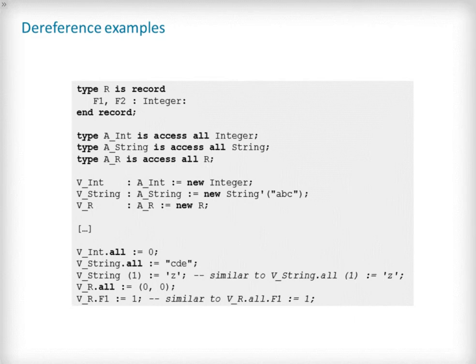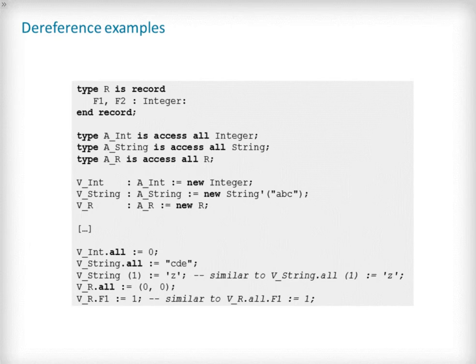The body statements will show the different types of accesses to the target objects, some of which use the .all suffix and some of which do not require it. We start off by assigning the value 0 to the target object of the vint access type object. Here we use the .all, and also similarly in the following line we use .all to assign the string CDE to the string target object pointed at by the vstring access type object.